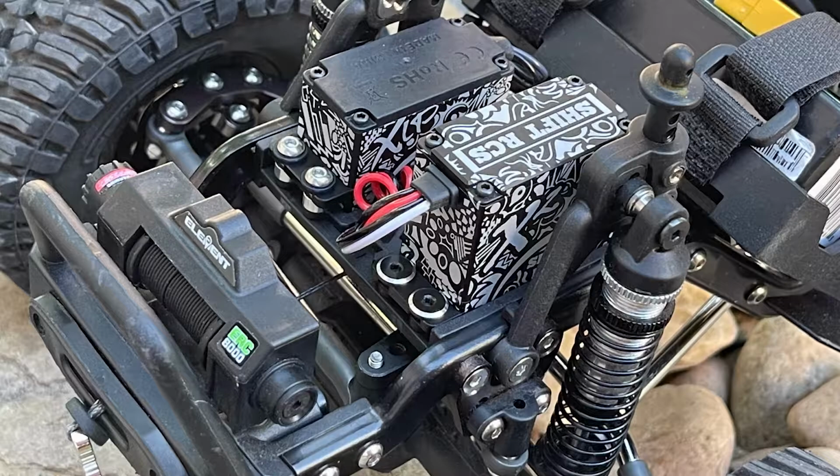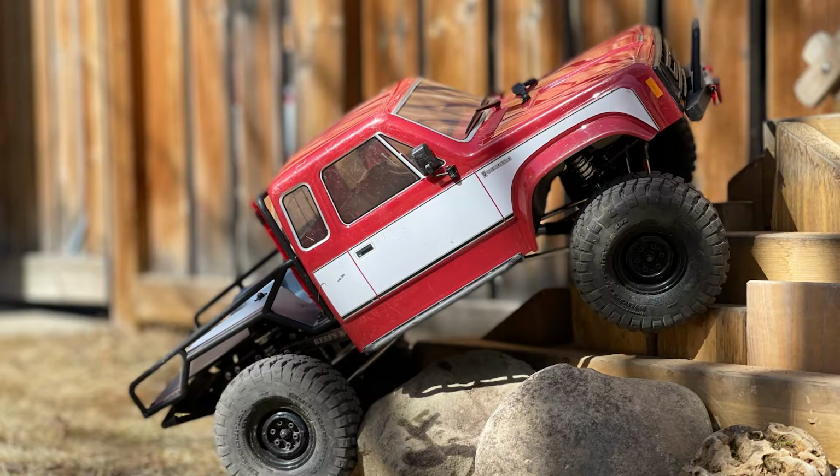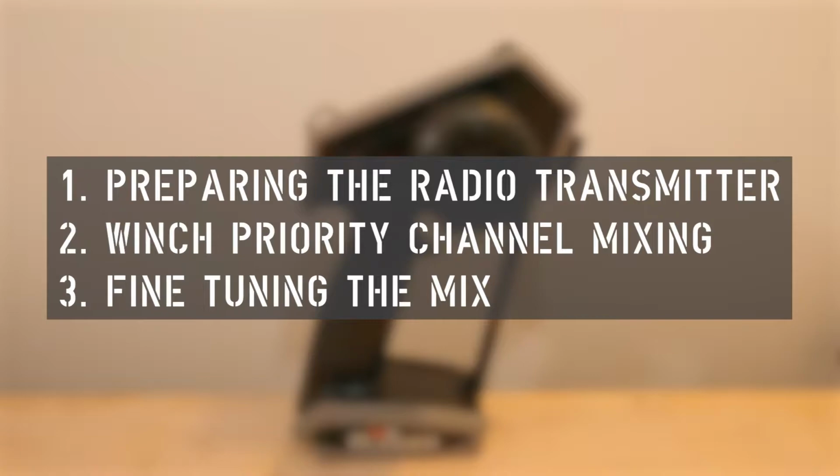You need a winch with a built-in controller or an external winch controller attached to an auxiliary channel of your receiver. You need a free 2-position switch on your controller, in addition to the 3-position switch you already have assigned to basic winch control. That's 2 switches dedicated to winch control. You will want some representative terrain on which to test your winch setup. This video will cover the following setup steps: preparing the radio transmitter, setting up channel mixing, and fine-tuning the mix.